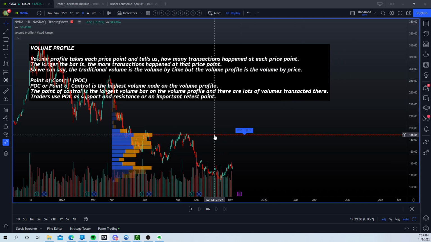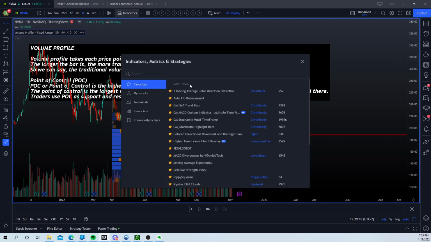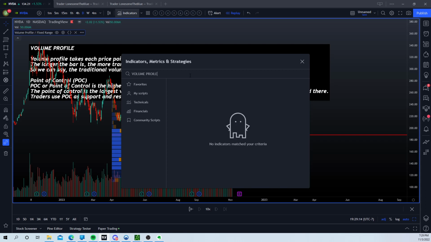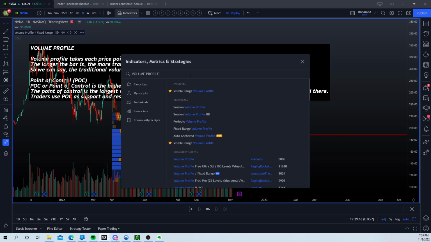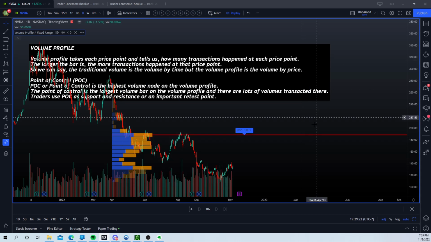There you go, fixed range. Okay, so it's called Volume Profile Fixed Range by Lonesome. All right, volume profile, you look it up on TradingView. Let me type it up. Volume Profile by Lonesome, right? 8,000 people right here. We put a star so I can show you guys how it looks.